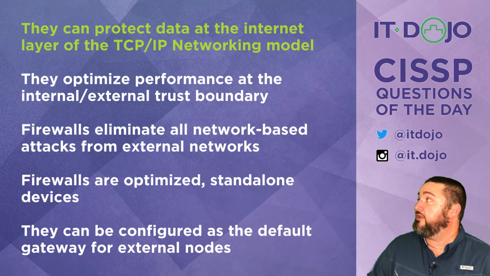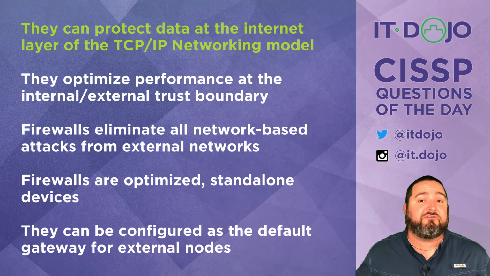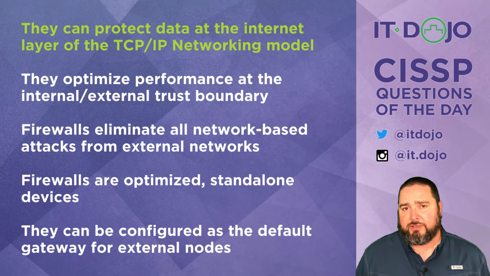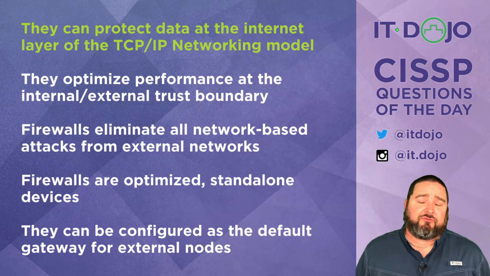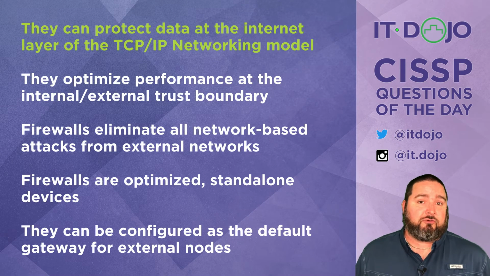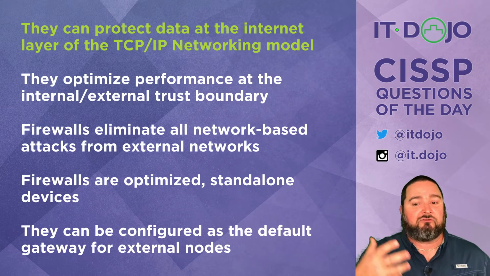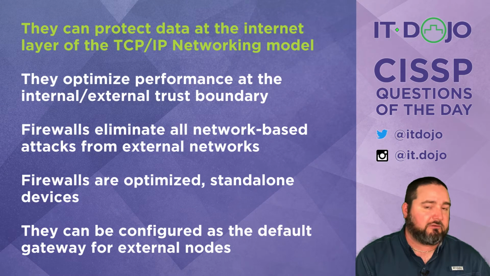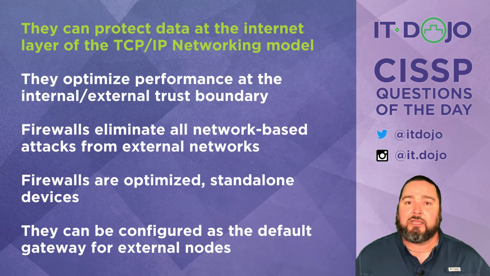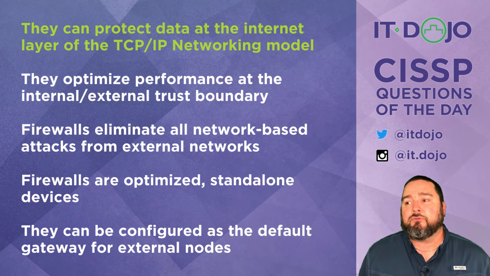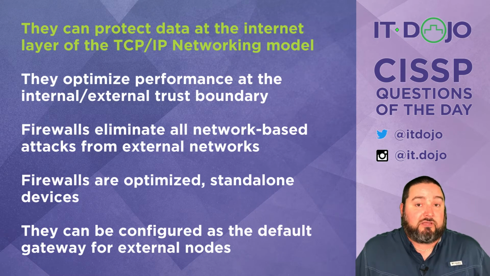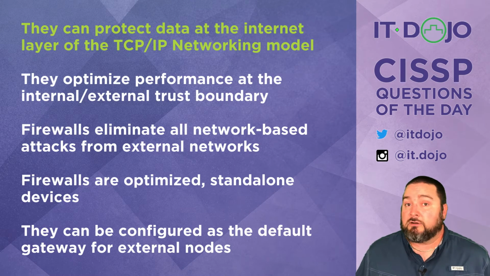Answer number 2 here says that they optimize performance at the internal-external trust boundary. Gosh, that sounds fancy. They are the internal-external trust boundary, a firewall is. And no, they don't optimize anything. They actually slow stuff down. The act of having things pass through the firewall and the decisioning and thought that has to go into, is this packet cool or not? Can it come? Can it go? Those things take a toll. So no, they don't optimize anything.